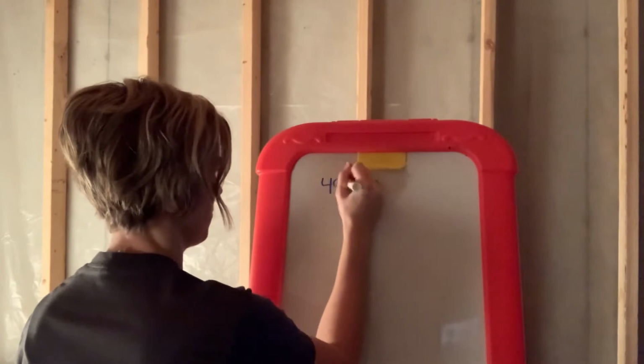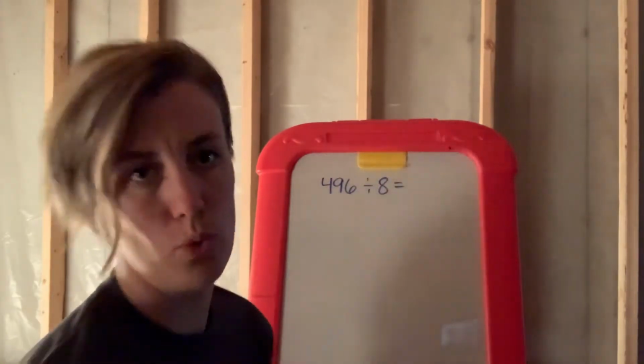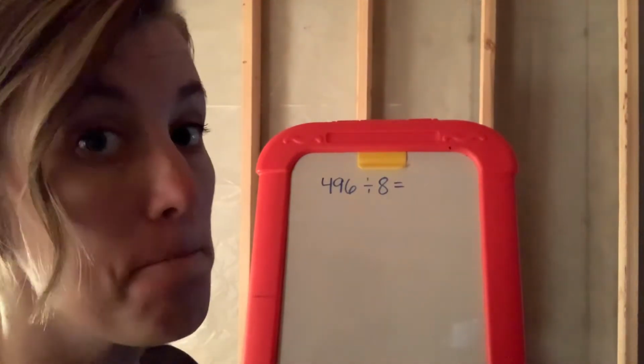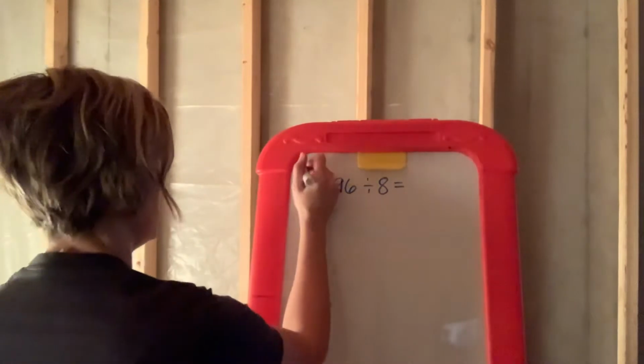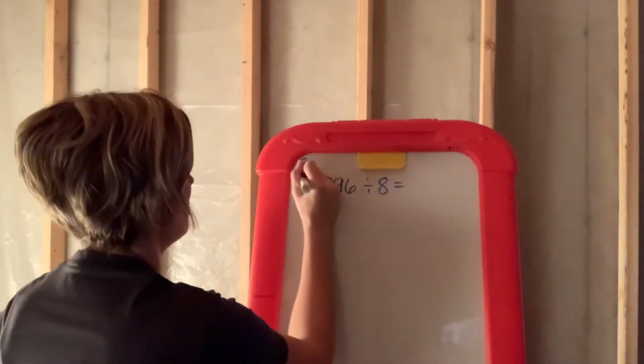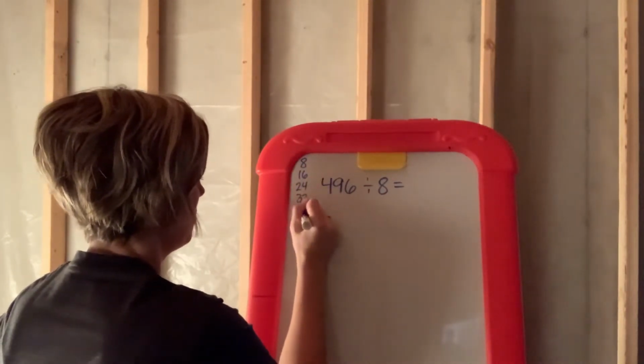496 divided by 8 equals, we don't know. That's what we're going to do. First thing you're going to do, list your multiples. 8, starting with 8 always. 8, 16, 24, 32, 40.